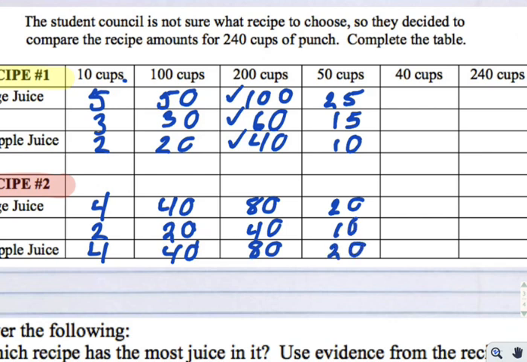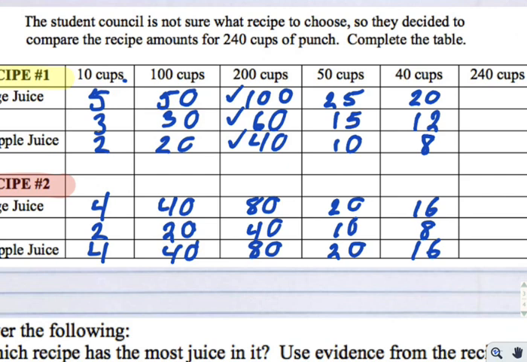Then it asks us for 40 cups. This takes a little creativity, right? So what I'm going to do is take the 50 cups and subtract the 10 cups. So in the 50 cup recipe, I need 25 cups of orange juice. But in the 10 cup recipe, I only need 5 cups of orange juice. So I'm going to subtract 25 minus 5 gives me 20 cups of orange juice. I'm going to continue like that. 15 minus 3 is 12. 10 minus 2 is 8. 20 minus 4 is 16. 10 minus 2 is 8. 20 minus 4 is 16.